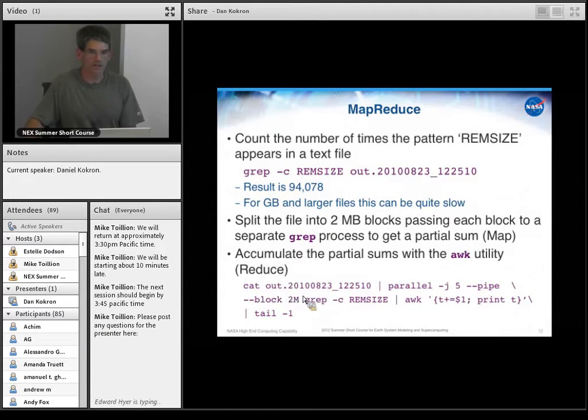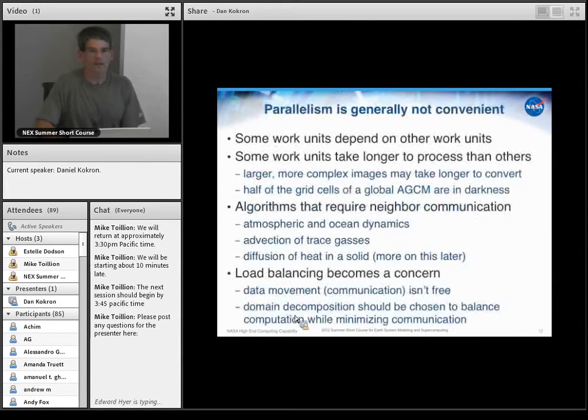Any questions about that? And now I'll go on to less than conveniently parallel. Some work units very often will depend on other work units. In the example yesterday, the pi example, the calculation part of that was conveniently parallel, but the final reduction depended on all those processes being completed. Some work units can also take longer to process than others. We went over the image conversion.